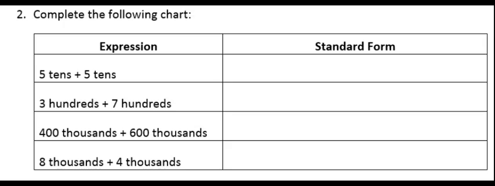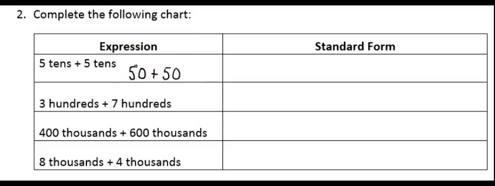In the next section, we're looking at numbers first written as expressions. By expressions, we mean we have 2 different parts of the numbers separated by a plus sign. We need to write these numbers in standard form, which means writing them using regular digits. If I have 5 tens plus 5 tens, that would be the same thing as 50 plus 50, since 5 tens is equal to 50. So the standard form of this number would be 100.